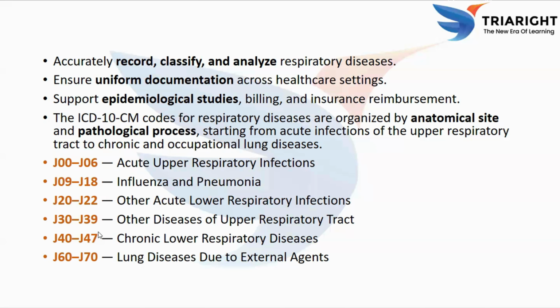Coming to J30 to J39, these are other diseases of the upper respiratory tract. What does this include? Chronic sinusitis and laryngitis, which are inflammation of the sinuses and larynx. J40 to J47 describes the chronic lower respiratory diseases. This includes asthma and COPD, which are chronic. J60 to J70: lung diseases due to external agents, like dust, chemicals and fumes. Lung diseases are caused by these external agents.